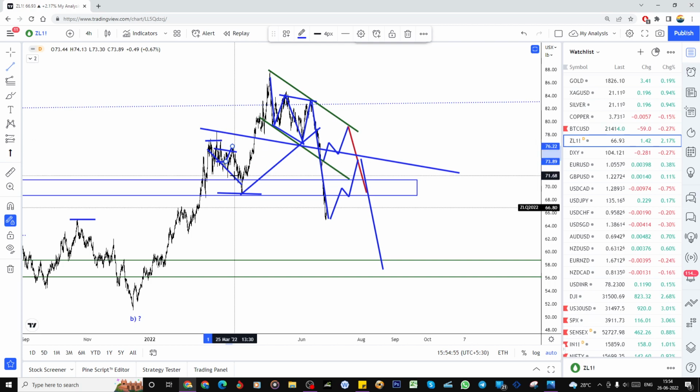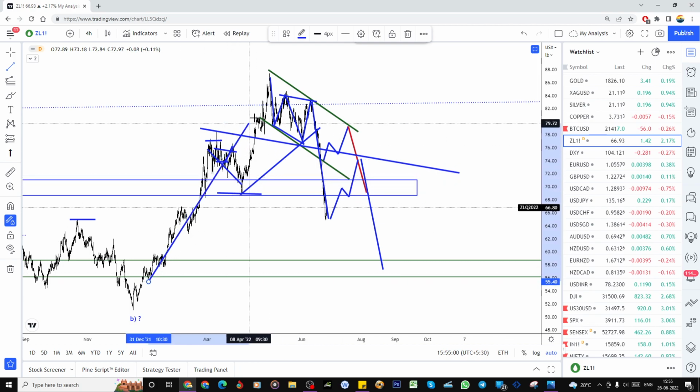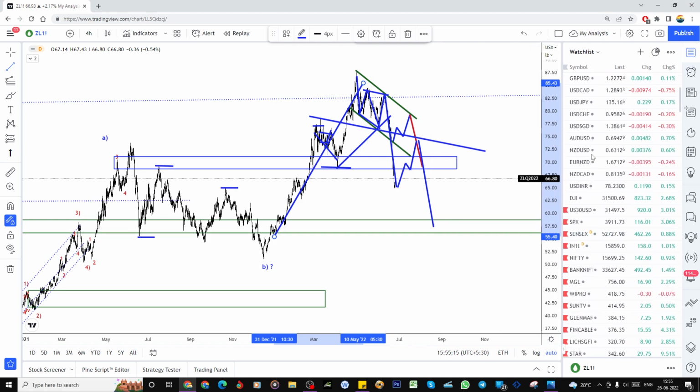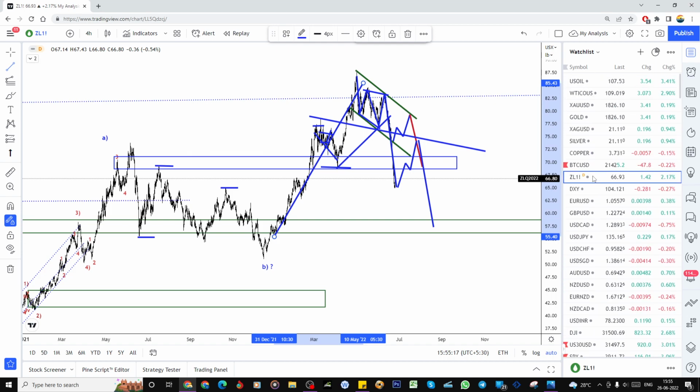We need to watch for the clear picture to understand the structure, and you need to be on the trend side. So if this is on the buy side, no need to be on the sell side. Now the trend is confirmed for me as a sell, so looking only for the trend side to sell the pair for the target of 57, right? So next we are going for copper.